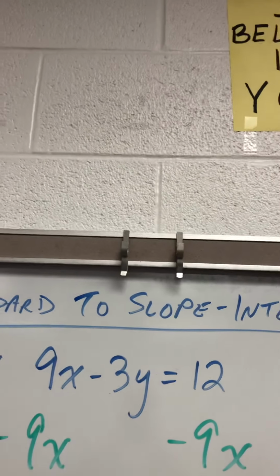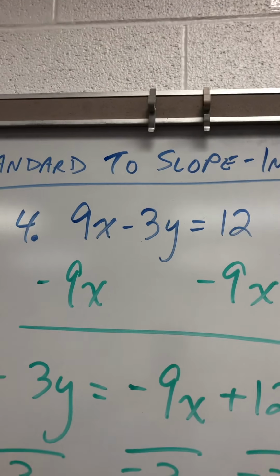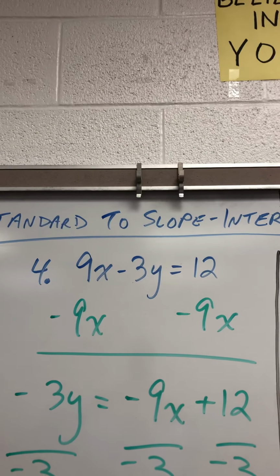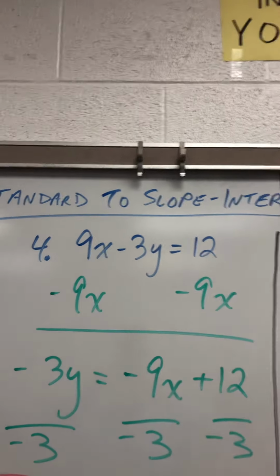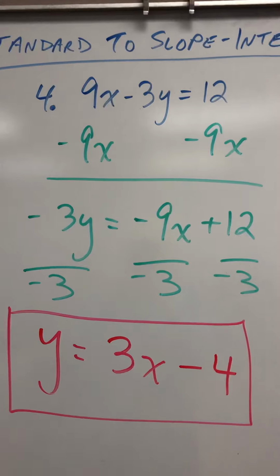9x minus 3y equals 12 minus 9x. Negative 3y equals negative 9x plus 12. Divide by negative 3, y equals 3x minus 4.